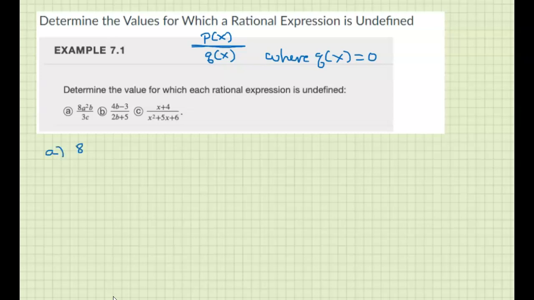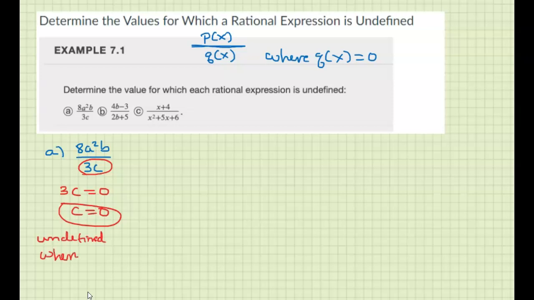So for part A, we have 8a squared b over 3c. You're trying to figure out when the denominator is equal to zero. So you basically make it equal to zero and solve. So 3c equals 0, this gives me c equals 0. So this is where this rational expression is undefined: when c equals 0.